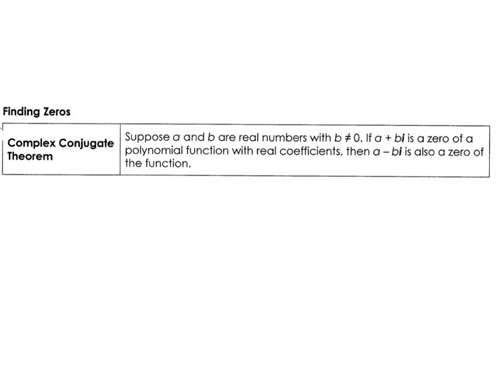All right, the other thing we're going to be talking about today is the complex conjugate theorem. The complex conjugate theorem states that if we suppose that a and b are real numbers, where b is not 0, and if a plus bi is a 0 of the polynomial function and it has real coefficients, then the complex conjugate a minus bi is also a 0 of the function. So let's see an example of how this works.